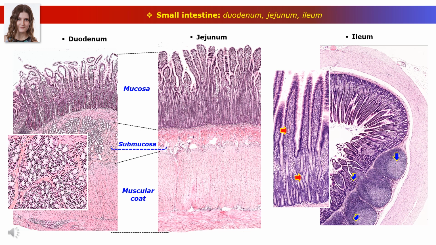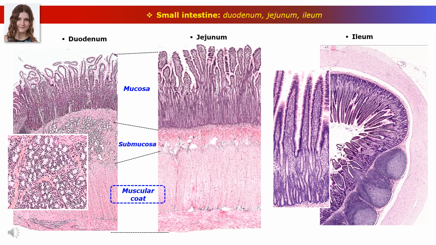The submucosa is well developed, composed of connective tissue containing lymphoid nodules and blood vessels. The muscular layer is formed by 2 layers of smooth muscle cells. The serosa surrounds the small intestine from all sides, except the duodenum, which is covered by peritoneum only in front.